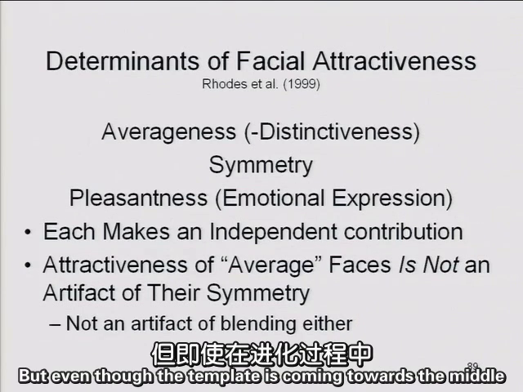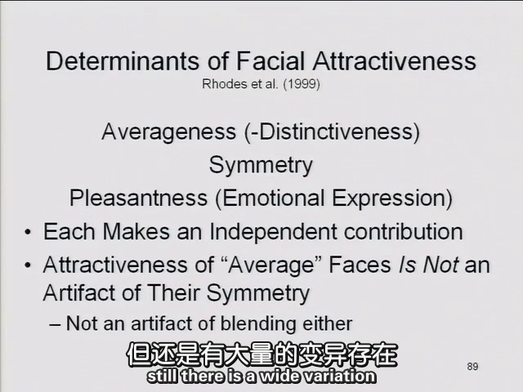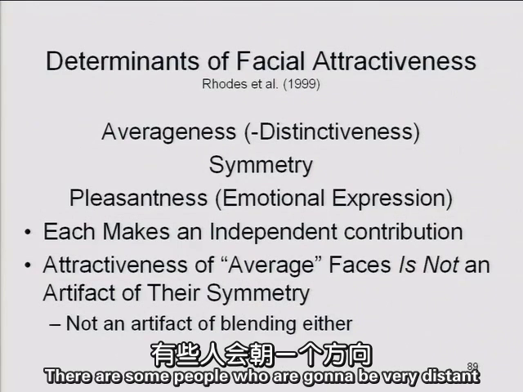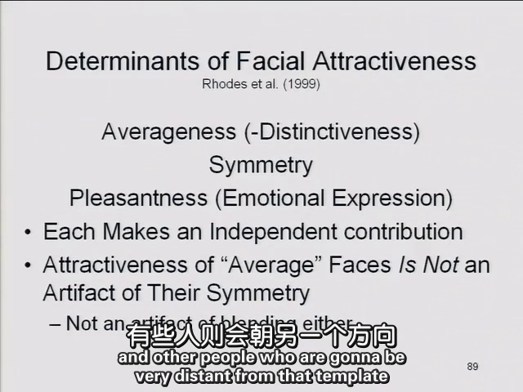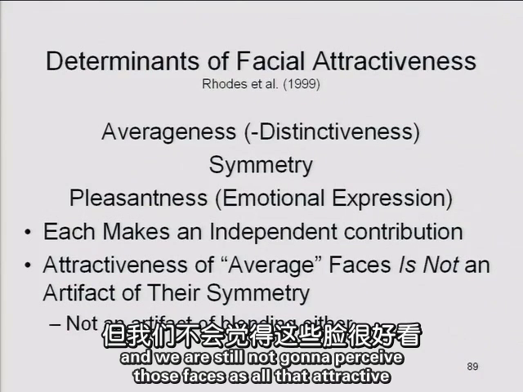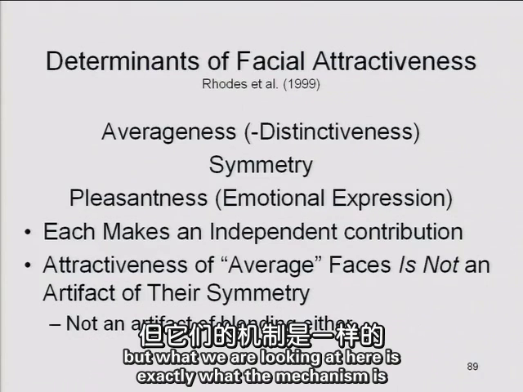But even though the template is coming towards the middle over the course of evolutionary time or something like that, still there's wide variation. Remember that natural selection requires natural variation. There are some people who are going to be very distant from that template in one direction or the other, and we're still not going to perceive those faces as all that attractive. Okay, so I think it's not exactly similar, but what we're looking at here is exactly what the mechanism is.